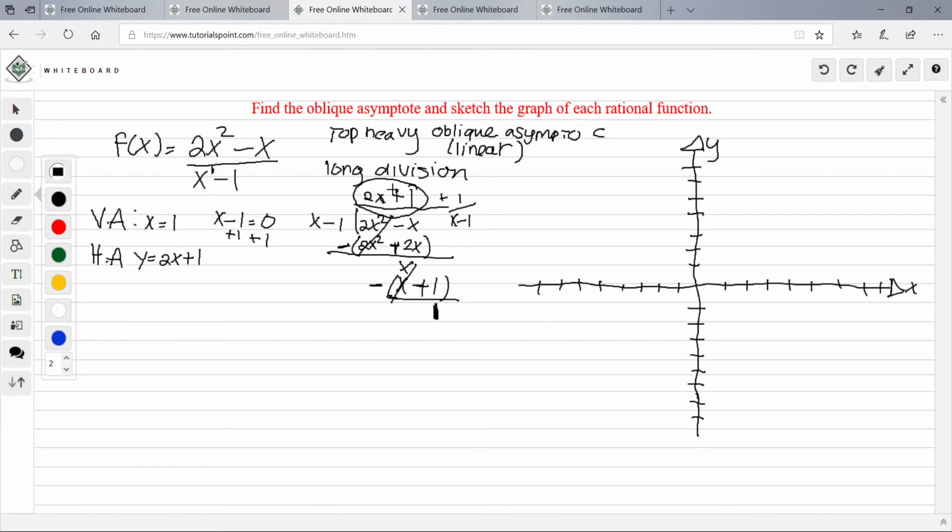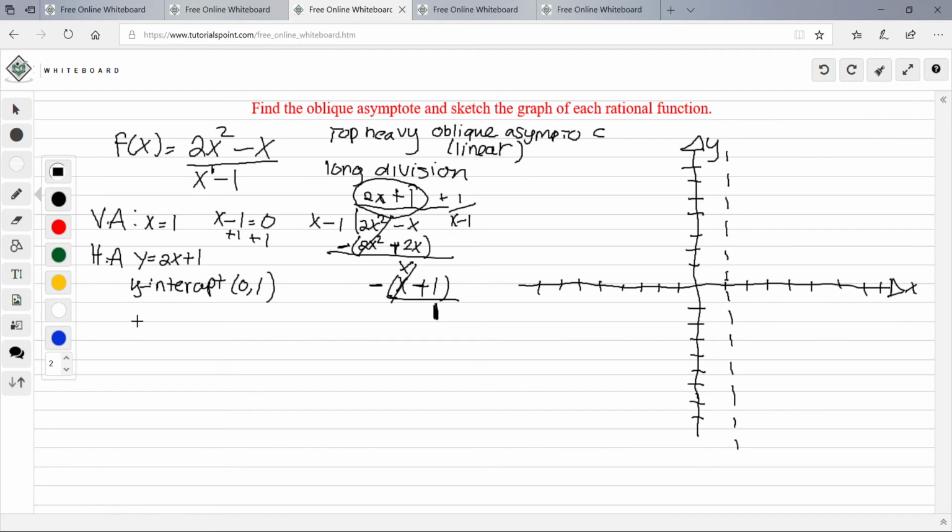Okay, so we know our vertical asymptote is at x equals 1, so it's right here. It's going to be dashed. And then our oblique asymptote is 2x plus 1. I could start at 1 and then go up 2, rise 1, up 2, but I'm kind of lazy, so I'm going to find the y-intercept and the x-intercept. So our y-intercept is 0, 1, right, because it's right here.